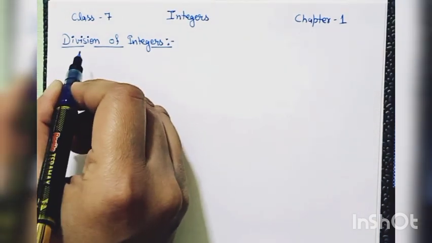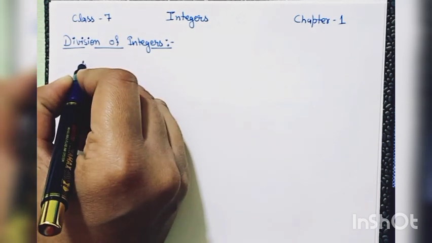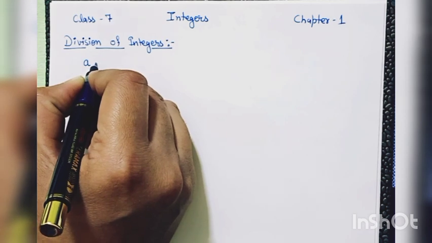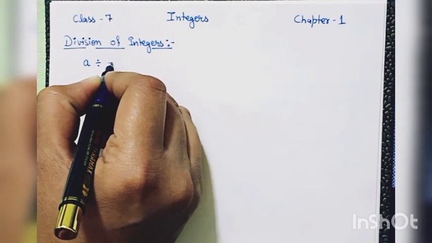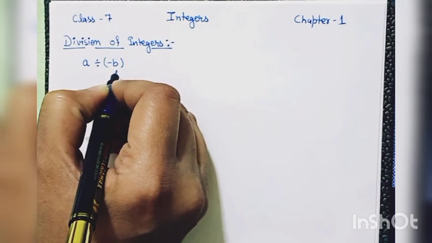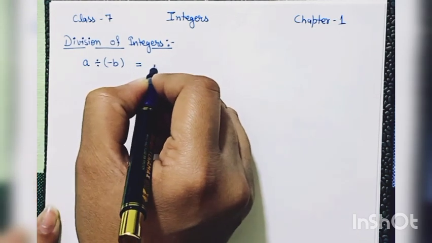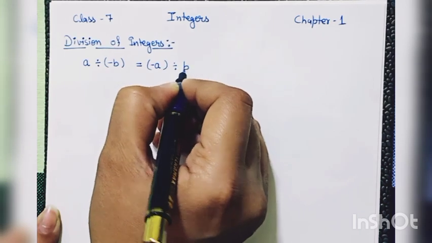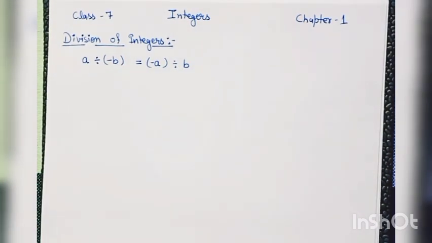The first one is for the division method. We can simply take the two general equations, that is, if a is divided by minus b, or it is equal to minus a divided by b, these both have the same answer. Either the negative sign is at the denominator or the negative sign is at the numerator, the answer will be the same. Let's check how.